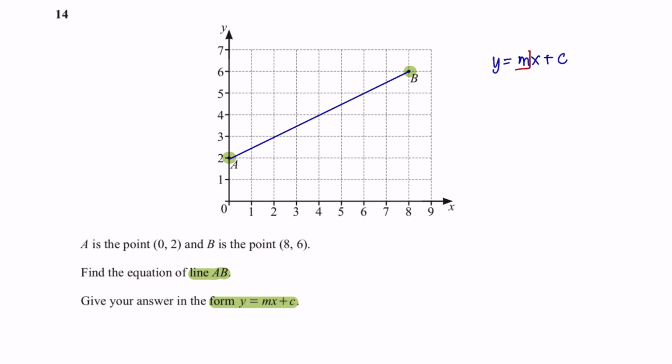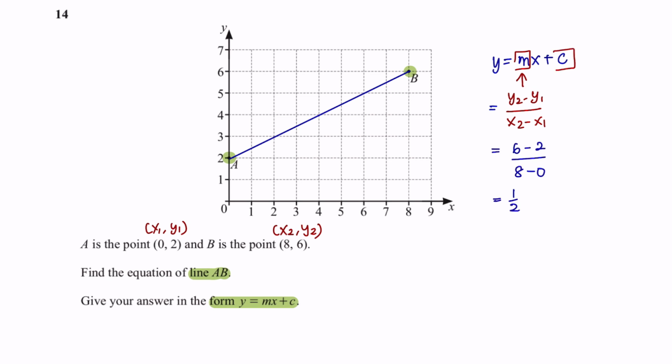To do that, we're going to first have to find the gradient, which is m. To find the gradient, there's a formula: y2 minus y1 over x2 minus x1. So the first coordinate can be our x1 and y1. The second coordinate will be our x2 and y2. Just substitute that into the formula and you will get a gradient of 1 over 2.